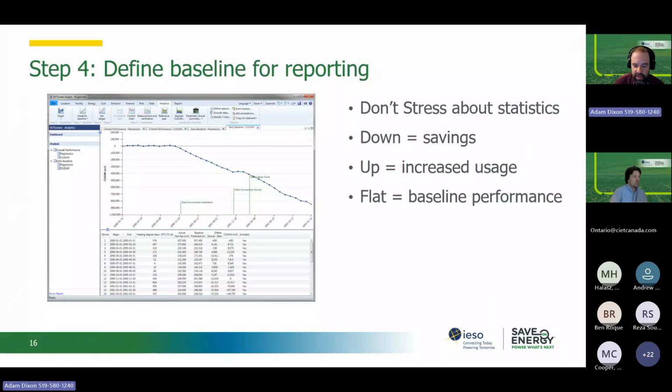You see the line go down, that equals savings. You see the line go up, that is an increased use, a decline in performance. You see the line go flat, that is the same as baseline performance. So I'm going to bring Red Screen back up to see how this can manifest and how I can use this for that continual improvement model.